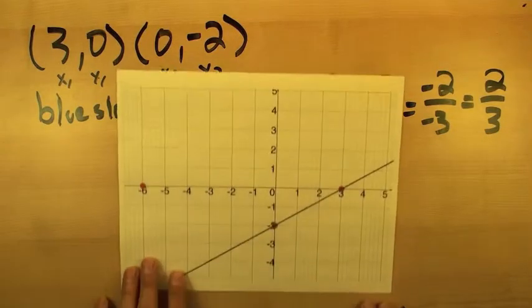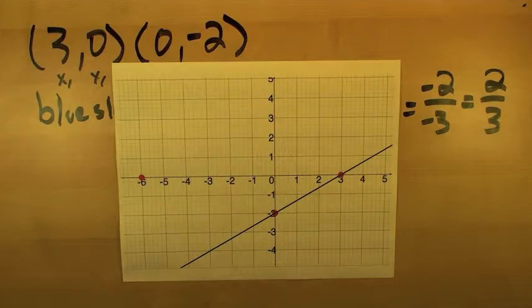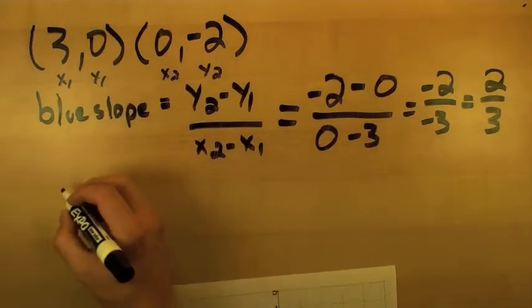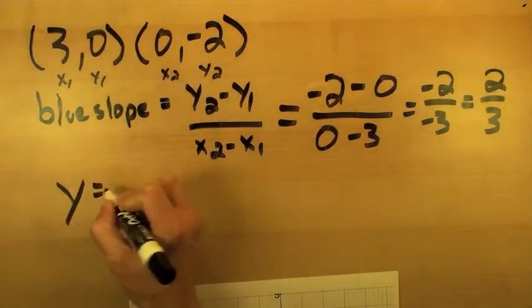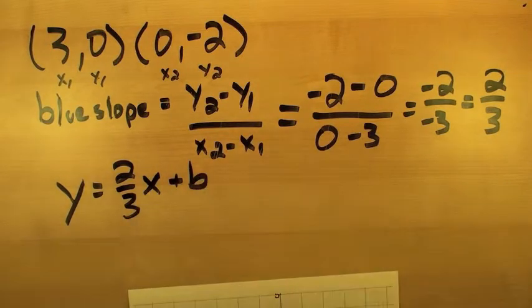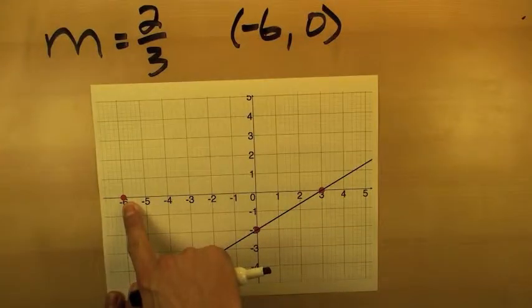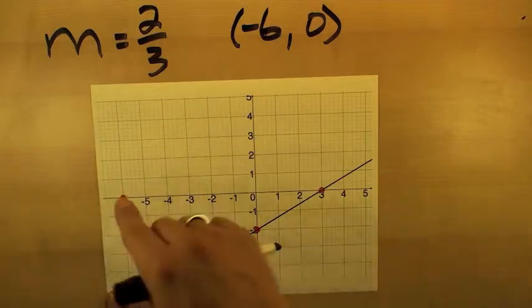So the slope of the blue line in our picture is 2/3, and since it's parallel to the line that we're looking for, that means the slope of our line is also 2/3. So we know that our equation is going to be y equals 2/3 x plus some intercept b. Now we just have to figure out what that is. We also know our line goes through this point, (-6, 0).